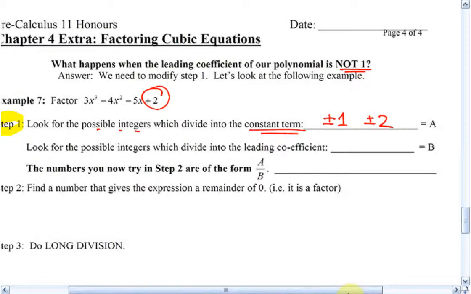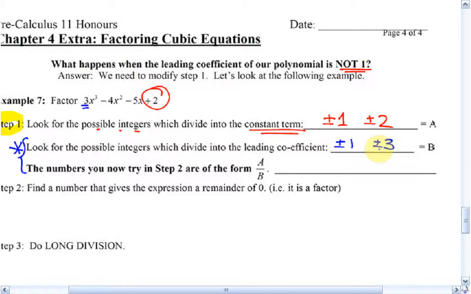Okay. Next part. Here's the difference. Star this: when the number in front is not equal to 1, this is your extra step right here. I want you to also look for the possible integers that divide into the leading coefficient. Now the leading coefficient is 3. So what times what gives you 3? 1 and 3, or negative 1 and negative 3.